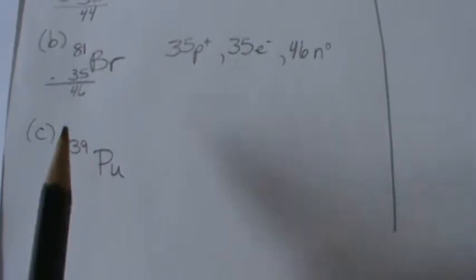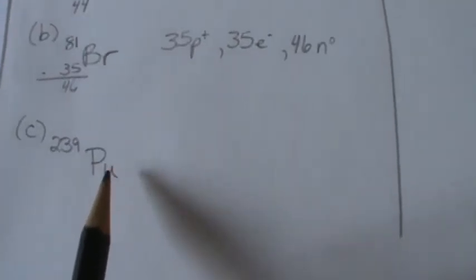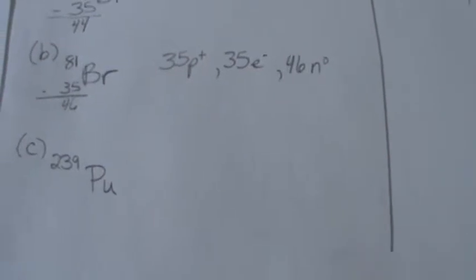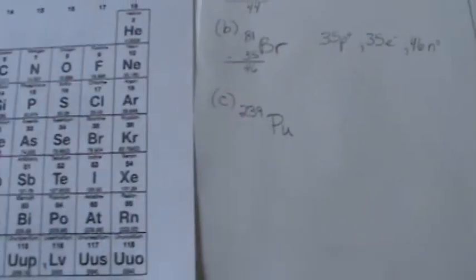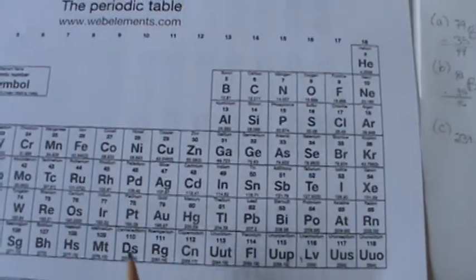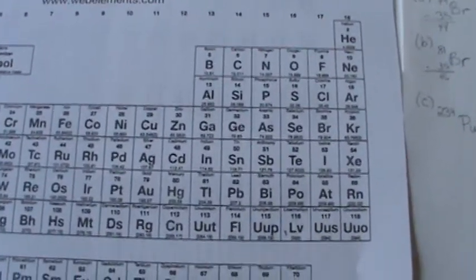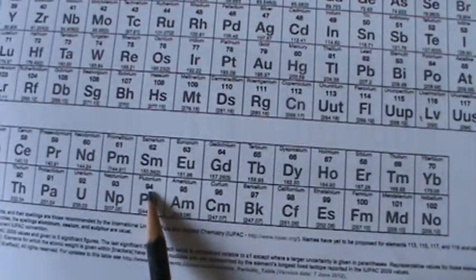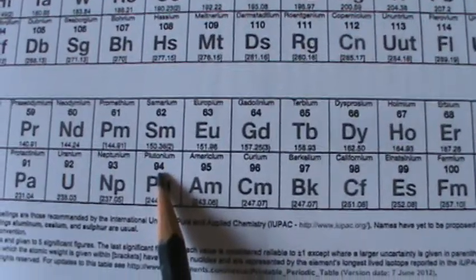Okay, the last one on here, 239 Pu. All right, so I should have pre-found these because now I have to go find plutonium. Okay, and if I'm looking at this, oh, how horribly embarrassing. There it is. Plutonium right down here on the bottom, and it's number 94.